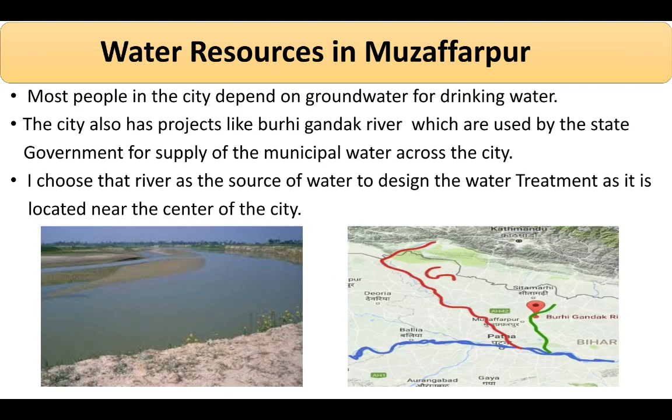So the water resource in Muzaffarpur is the Buri Gandak River, but most of the people in the city depend on groundwater for drinking water. The city also has projects on the Buri Gandak River, which are used by the state government for the supply of municipal water across our city. So I chose that river as the source of water to design the water treatment, as it is located near the center of the city, as you can also see in the map.